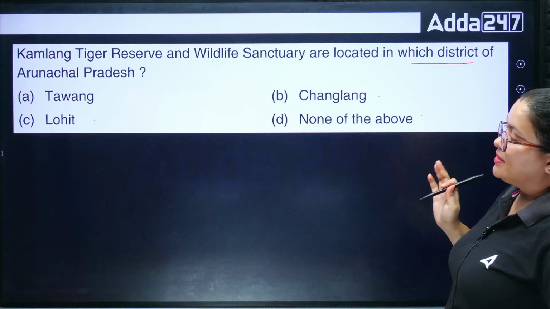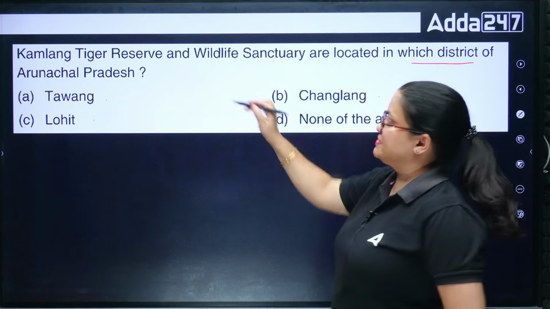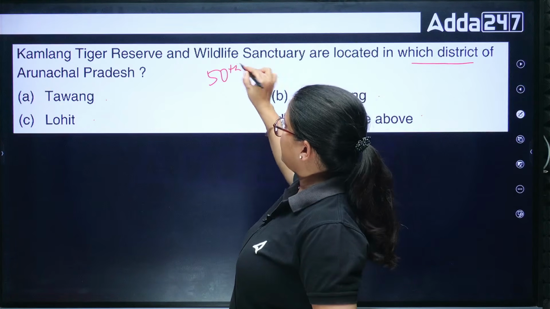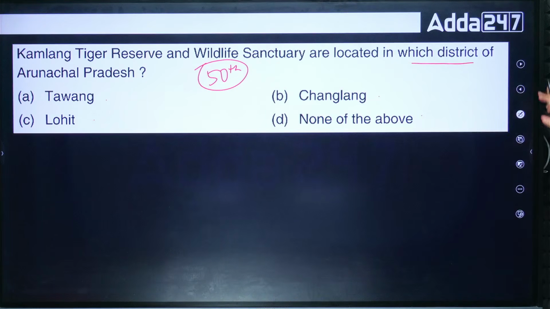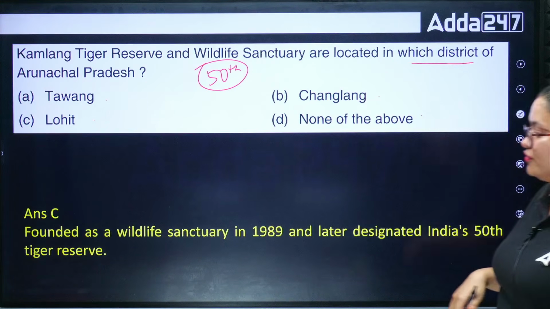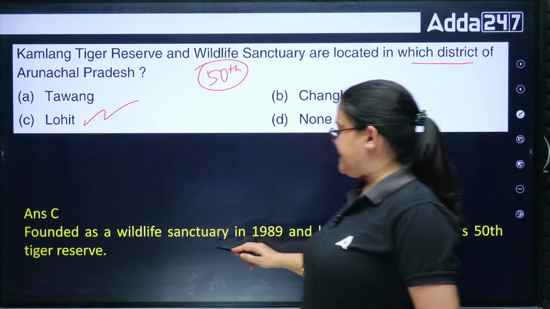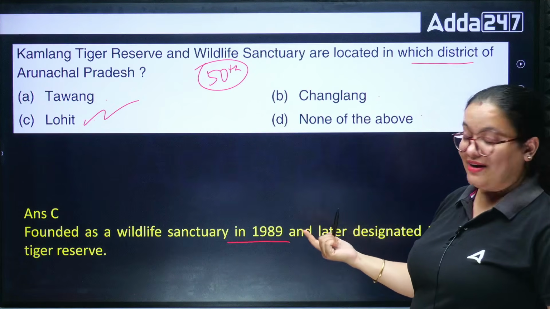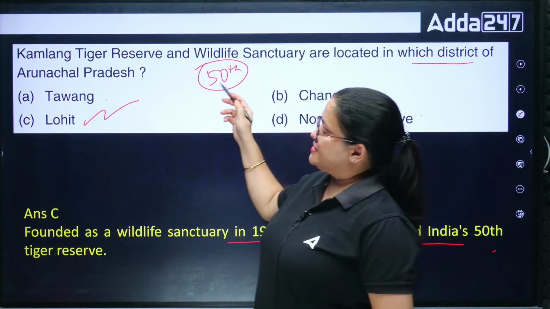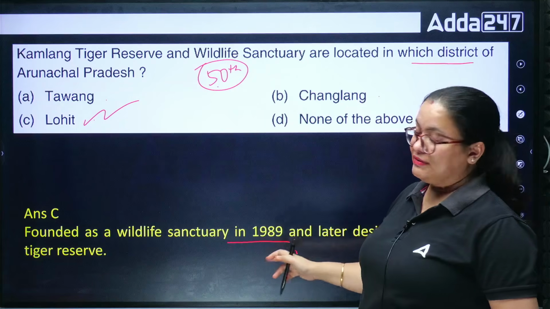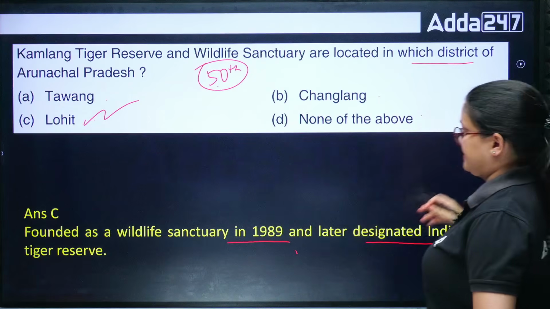Whenever we talk about Kamlang Tiger Reserve and Wildlife Sanctuary, it was the 50th wildlife sanctuary declared by our government of India. It is located in the district of Lohit, and in the year 1989 it was declared a wildlife sanctuary, while later it was designated as India's 50th tiger reserve. So the 50th tiger reserve, and the year it was declared a wildlife sanctuary is 1989.